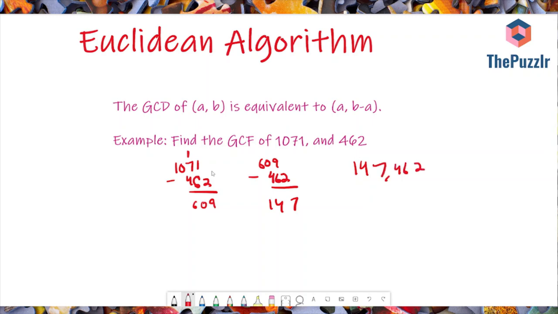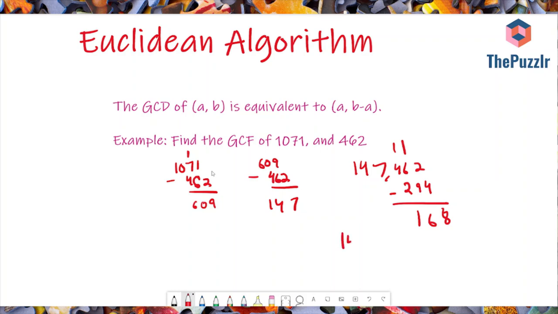So now let's subtract 147 from 462. We can subtract directly two multiples; it doesn't have to be one multiple. So that would be 294, which is 2 times 147. So we can subtract 294 from 462 to give us 168.